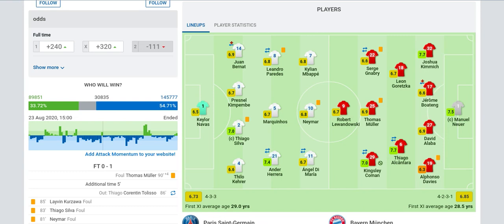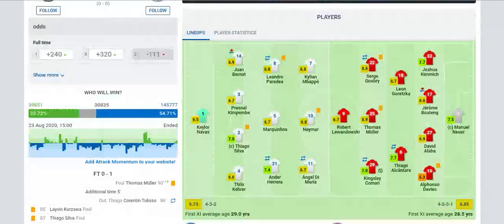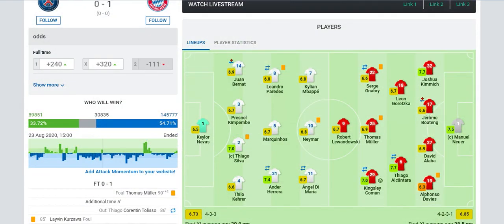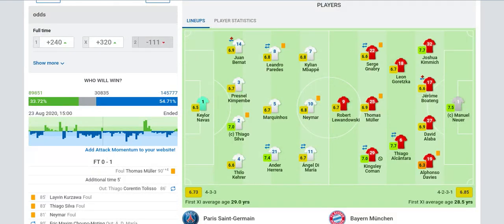Now we see that Bayern Munich won 1-0. They were pretty convincing, but it was only a 1-0 win in the Champions League final. So we're not sure what kind of PSG we're going to get, what kind of Bayern we're going to get.